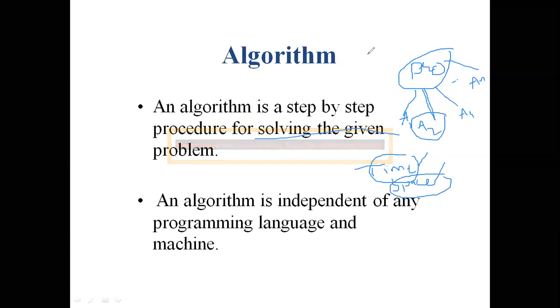Then design: we have to design different algorithms for solving our problem, and then we have to analyze which algorithm is best for that problem.